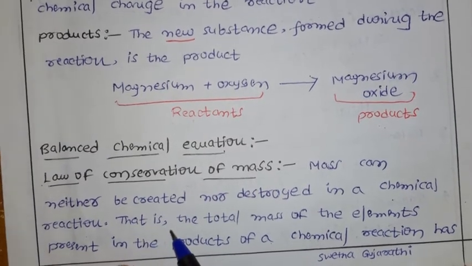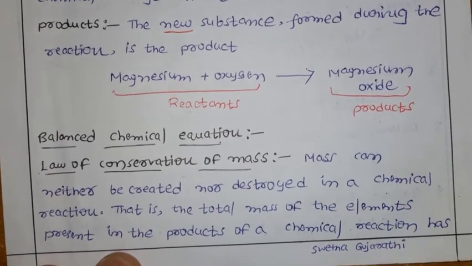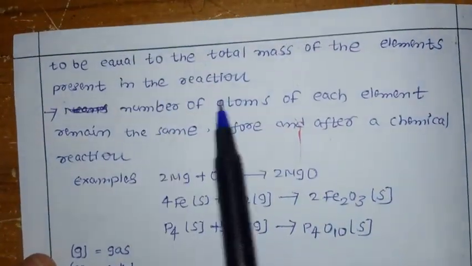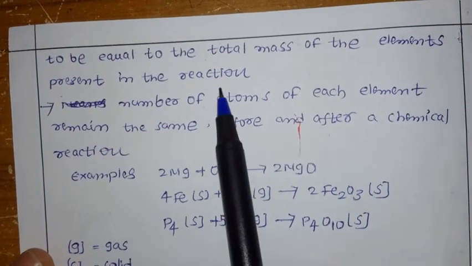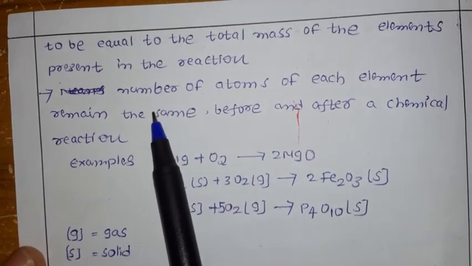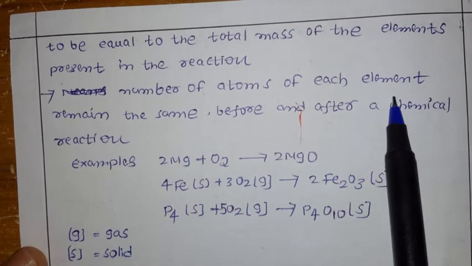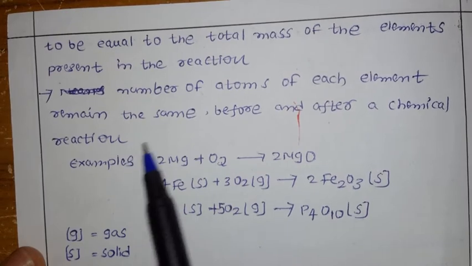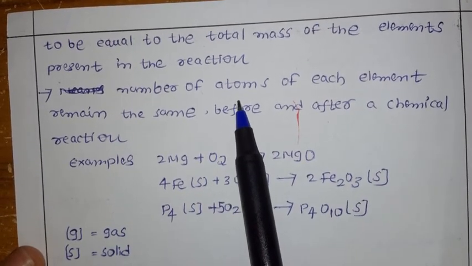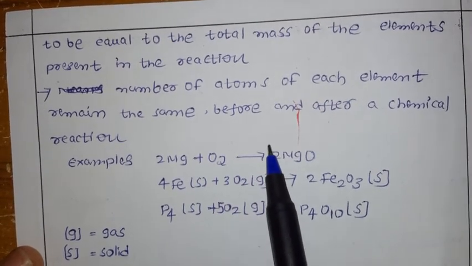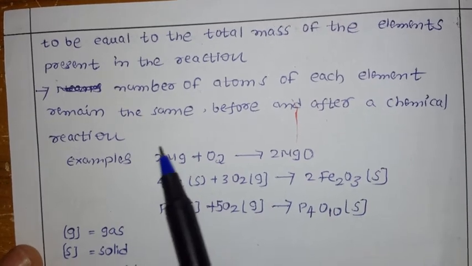That is, the total mass of the elements present in the products of a chemical reaction has to be equal to the total mass of the elements present in the reactants. Before the reaction and after the reaction, the masses should be the same. Or you can say the number of atoms of each element remains the same before and after a chemical reaction. That type of reaction is called a balanced chemical equation. For example, here we have 2 moles of magnesium.